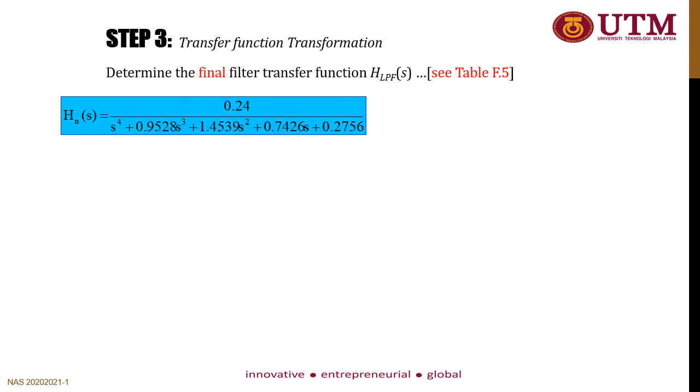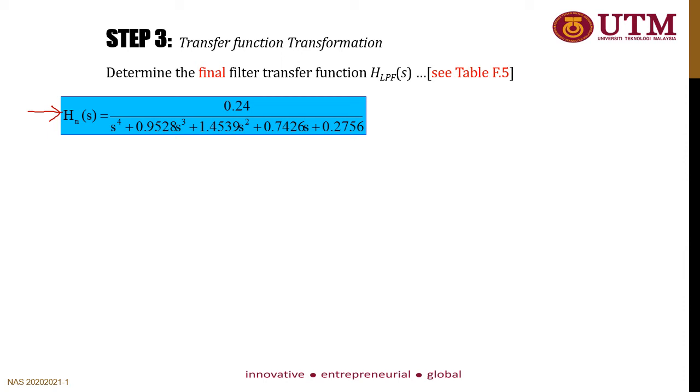Once you have your normalized transfer function, then you need to write down the final transfer function. Depending on the question, whether it only asks you to write the normalized transfer function, or you need to come up with the final transfer function. In case the question asks you to write down the final or actual transfer function, you need to proceed to step 3. So this is the normalized transfer function from the earlier step.